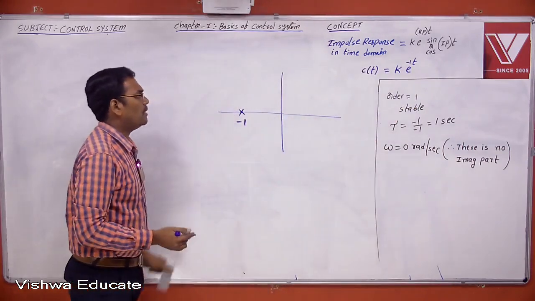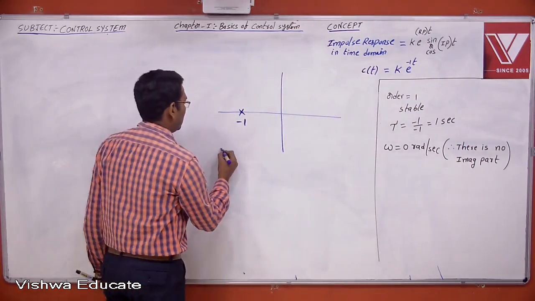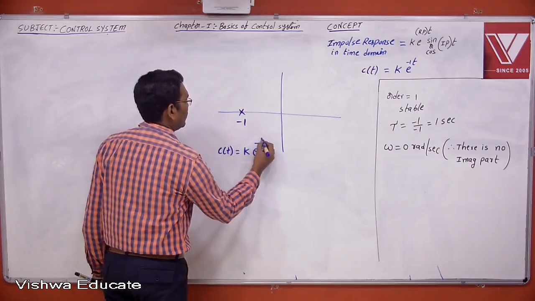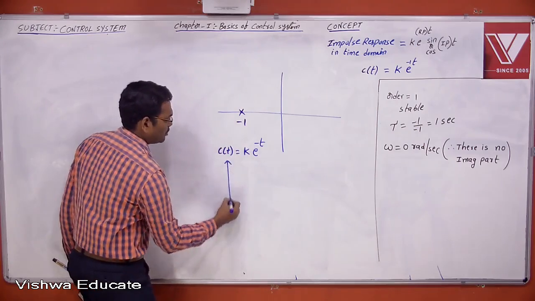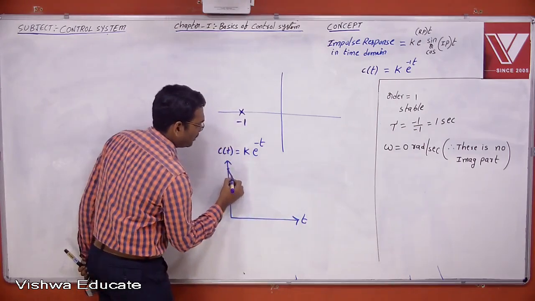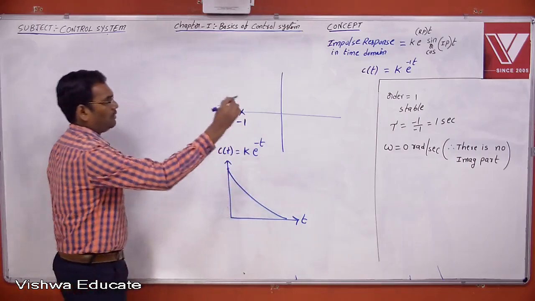Yes, this is the impulse response in the time domain, c(t), which is equal to some constant into e power minus t. Therefore the response is nothing but exponentially decaying. This we already know. Everything we know.